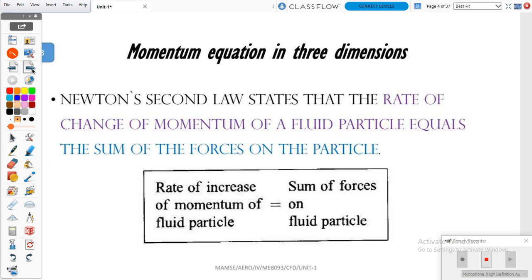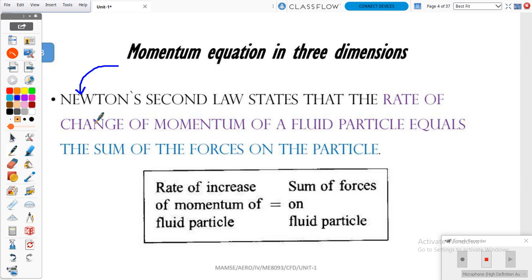In our momentum equation we start with Newton's second law. All of you need to understand which derivation we need to start and what the starting point is, so that we can easily solve the derivation. Today we are focused on the momentum equation, and you need to remember that we are going to derive it based on Newton's second law.